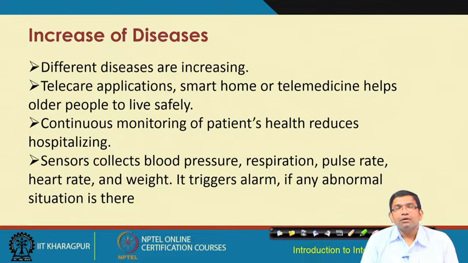Sensors can collect blood pressure, respiration, pulse rate, heart rate data, weight data continuously and as and when required. If any alarm has to be triggered, this can be done in a much more efficient manner, and this can be done if any abnormal situation is detected or any abnormality is going to arise in the future. Predictively, this can also be done.